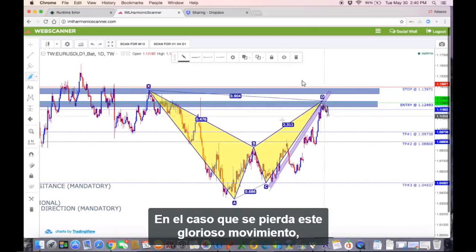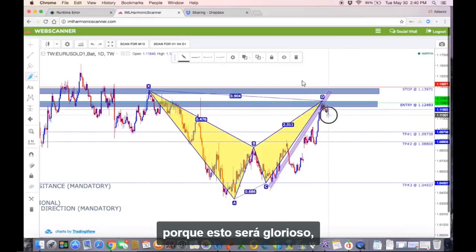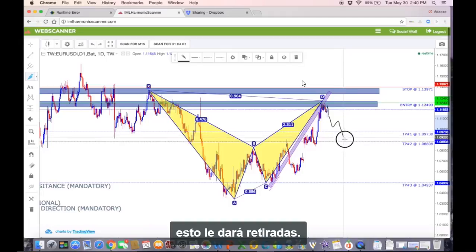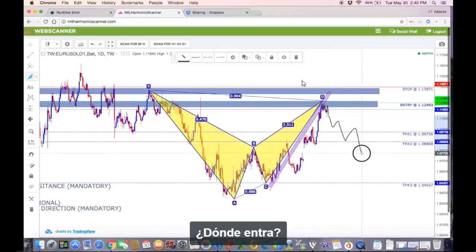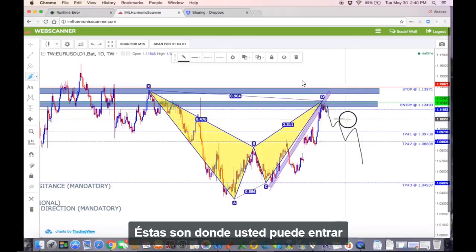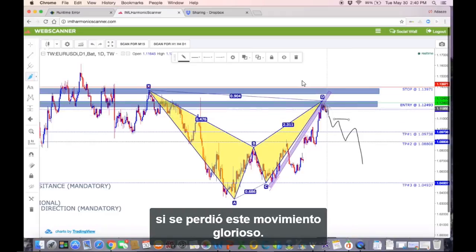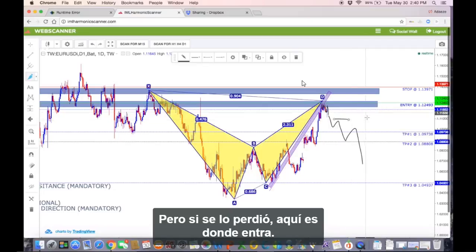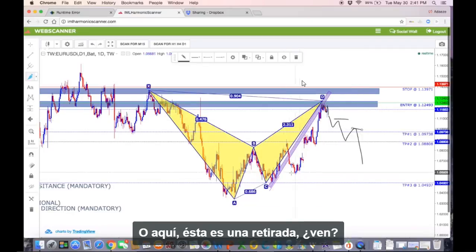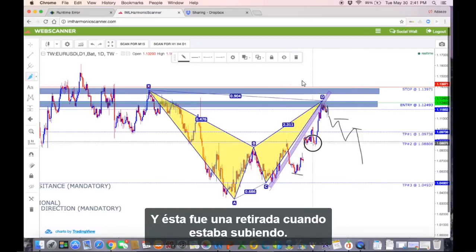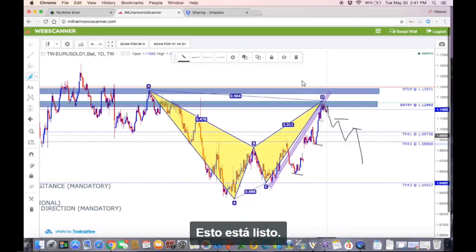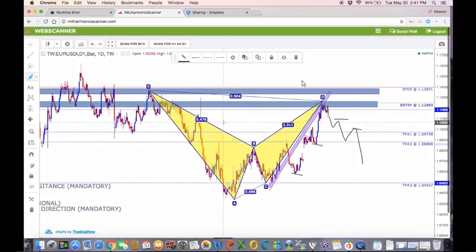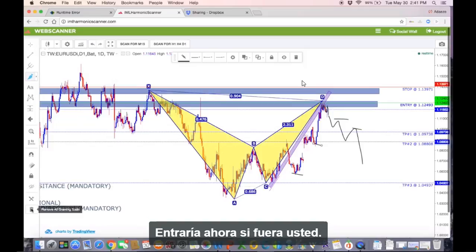In the event that you miss this glorious move, because this is going to be glorious, this is going to give you pullbacks. Where do you get in? Oops, that was a big fat pullback. These are where you could get in if you miss this glorious move. Because right now, I'm jumping in. But if you missed it, this is where you get in. Or right here. This was a pullback. See that? And this was a pullback when it was going up. So this thing is ready, guys. I'd be jumping in right now if I were you.